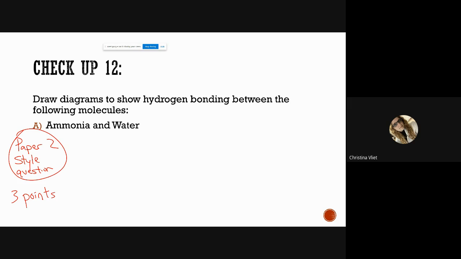It says draw a diagram. The first thing I want you to underline is diagram. This goes back to the very first thing I showed you today when I drew methanol. They want you to show how the two molecules interact with each other. When they say show hydrogen bonding as a type of intermolecular force, in order to show how the molecules interact, you're going to need to use dashes. It says between the following molecules, a molecule of ammonia with a molecule of water.